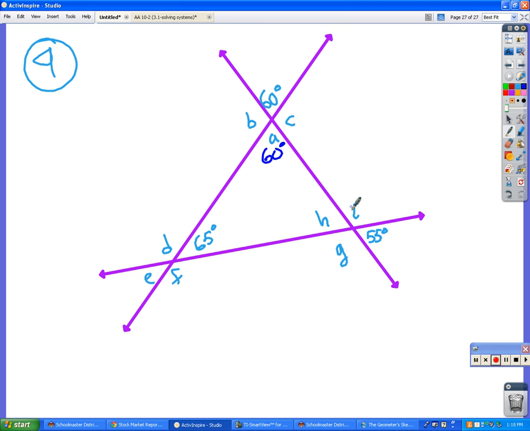Okay? Then these two angles are called a linear pair, and they add up to 180. So if this is 60, then that means that B is 120. And then those are also vertical, so that's 120 as well. Okay? And you do the same thing down here. What's E going to be? And then how do I find B?